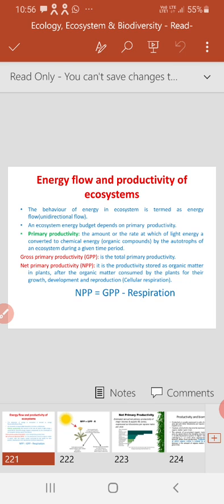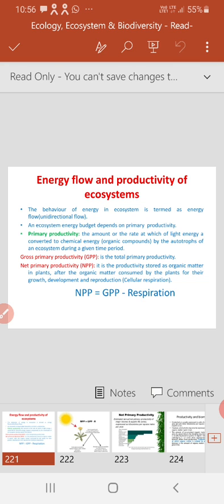But the truth is that energy flow between different trophic levels is never 100% efficient. It means that there is always a loss of energy when energy is transferred from one trophic level to the next trophic level.